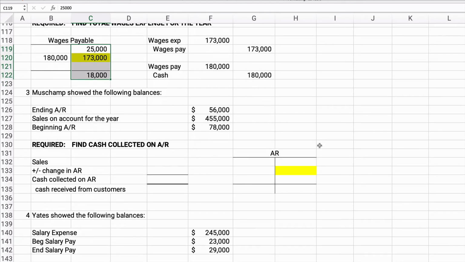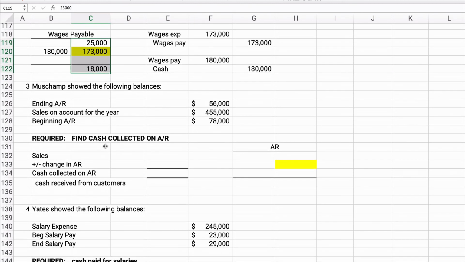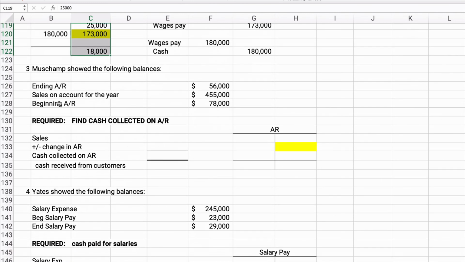All right, the next one down, we just have a few more here. Muschamp paid the following balances. We have ending accounts receivable, sales on the account, and beginning accounts receivable. So we're going to do this. Let's set up the accounts receivable, it's an asset, so it takes the debit balance. Beginning accounts receivable is $78,000. Our ending accounts receivable is $56,000. And we have sales on the account. So we're going to debit accounts receivable for $455, and we'd credit sales.